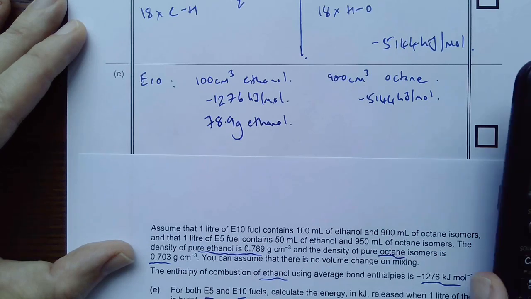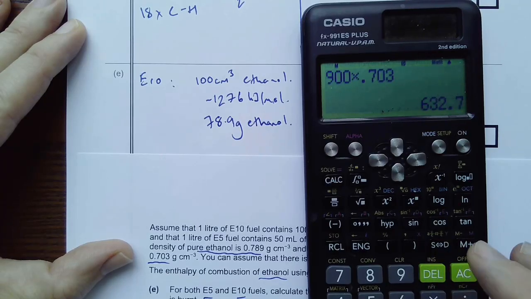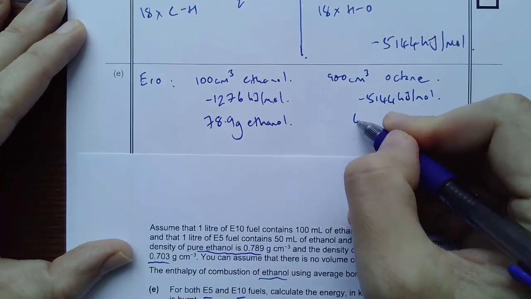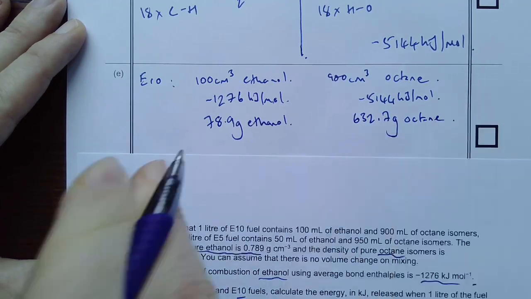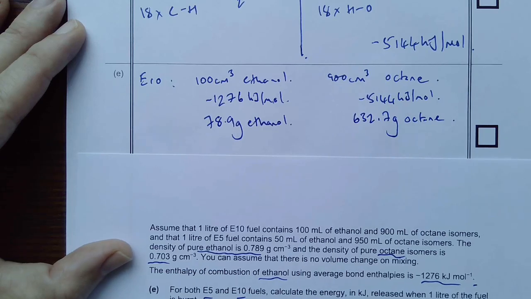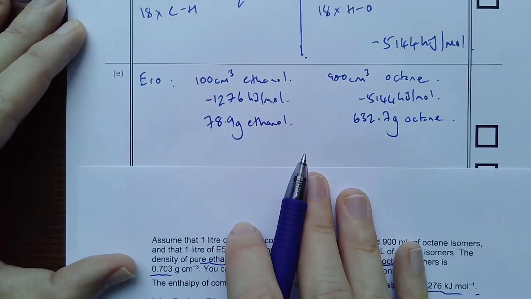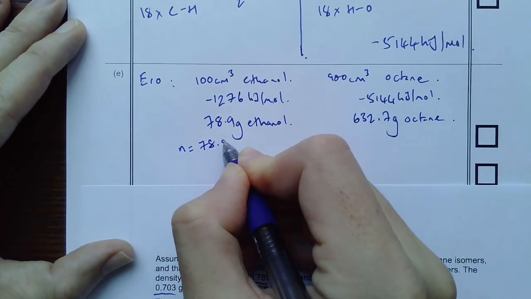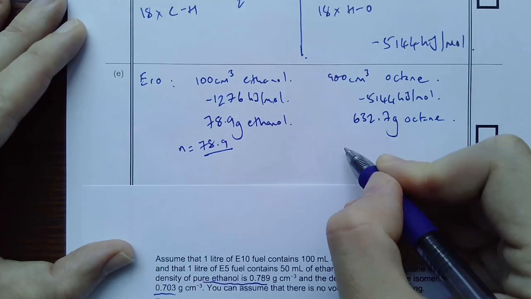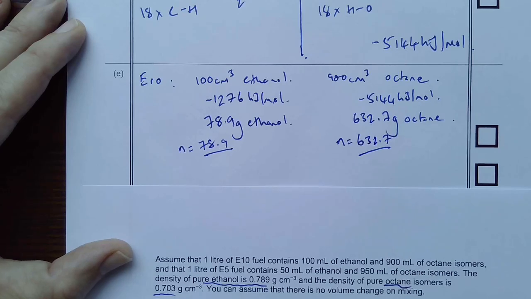So 100 centimetres cubed in volume is 78.9 grams. Then I do the same with octane. That calculation is a little bit more difficult. 0.703 times 900 is 632.7 grams of octane. Okay, fine. Now I need to convert my masses into moles. So the number of moles of this is going to be 78.9 divided by the molar mass, and this one's going to be 632.7 divided by the molar mass.